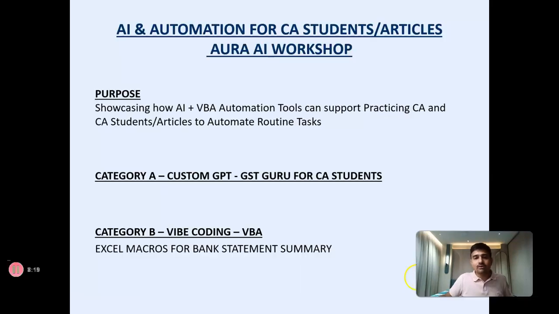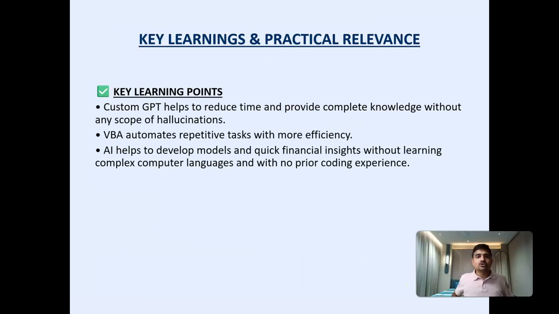So now we will look at how this can help. Key learning: custom GPT helps to reduce time and provides complete knowledge without any hallucination. We saw that in our normal case, it showed if turnover is 22 lakhs, registration is not required. In normal GPT, it showed that registration is required for the composition scheme rather than the regular scheme. With VBA, from now onwards, if I have a Bank of Baroda statement, I can use that VBA code, and every time it will give me a summary in less than 30 seconds.